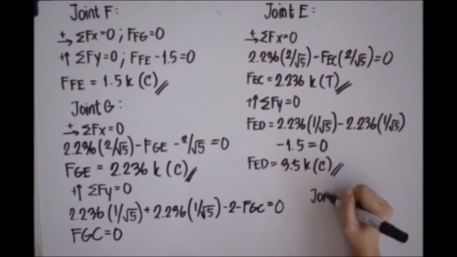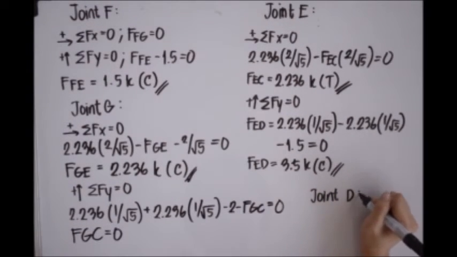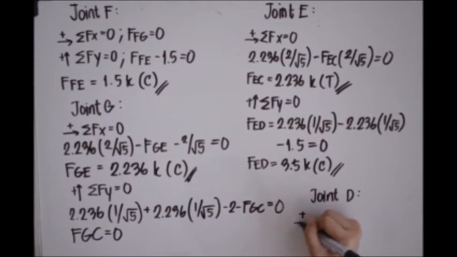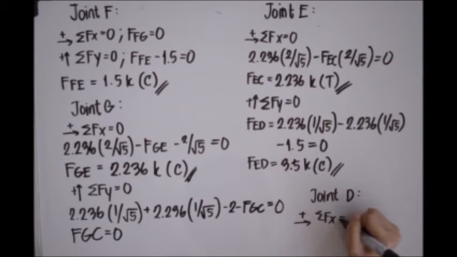Then, lastly, we should isolate joint D. Summation of F of x will be 0. Then, ang F of DC natin will be 0.